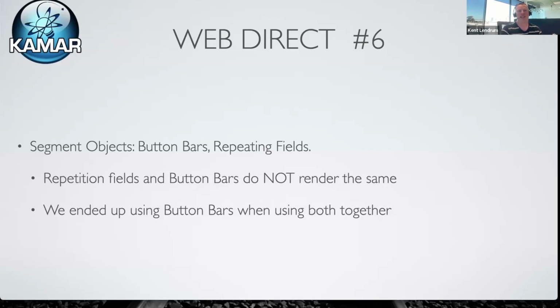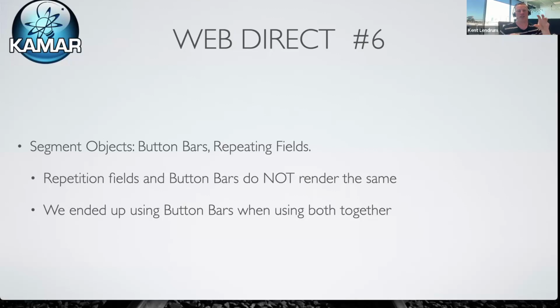Another grumble I'm going to mention here: button bars and repeating fields do not render the same. In Pro, if you use a repetition field 500 wide with each segment 100, all good. With a button bar, if you make each segment 100, the button bar will actually be 501 wide. That's in Pro. In WebDirect, it's even worse than that.